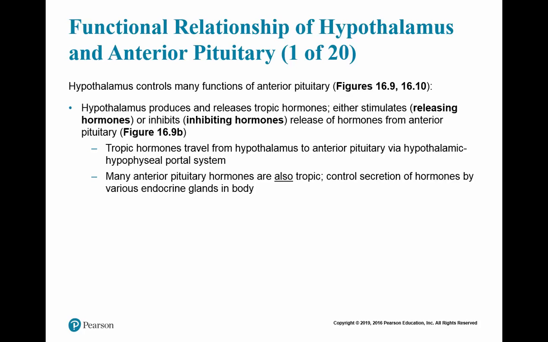The tropic hormones are going to go from the hypothalamus to the anterior pituitary by that hypothalamic hypophyseal portal system. A lot of your anterior pituitary hormones are also tropic. They will cause secretions by the endocrine glands in the body.